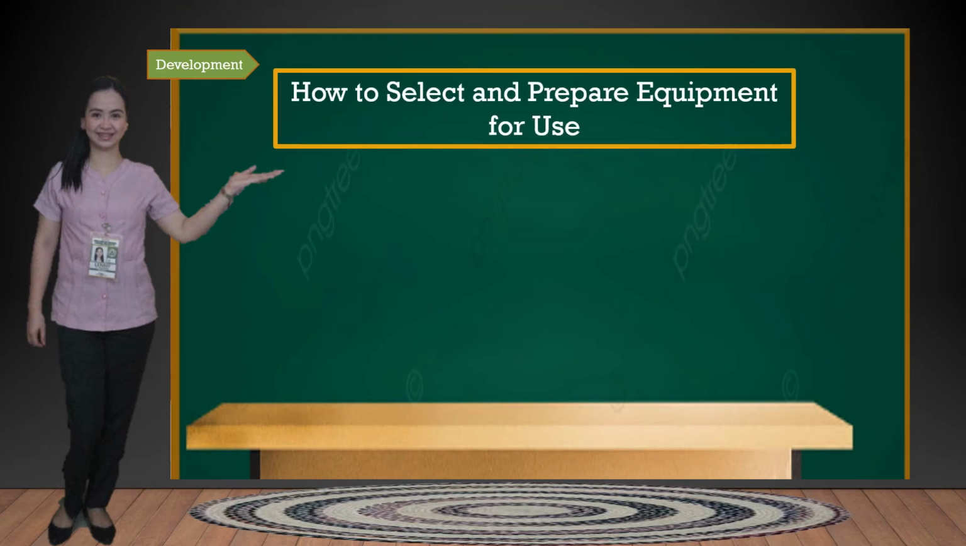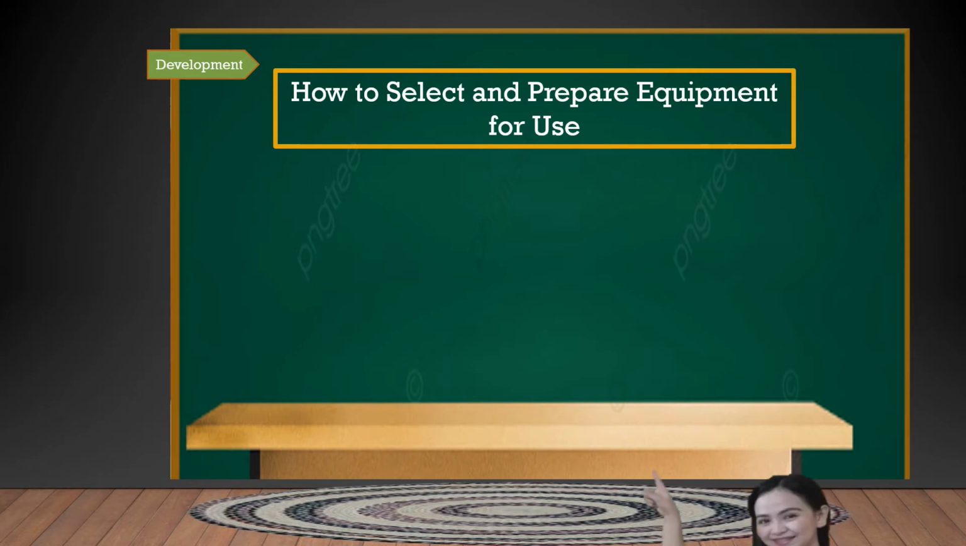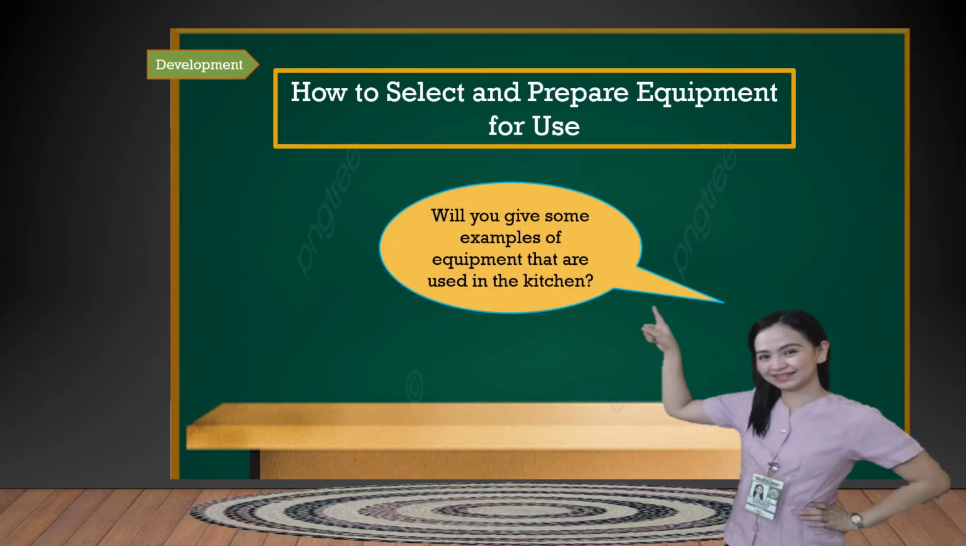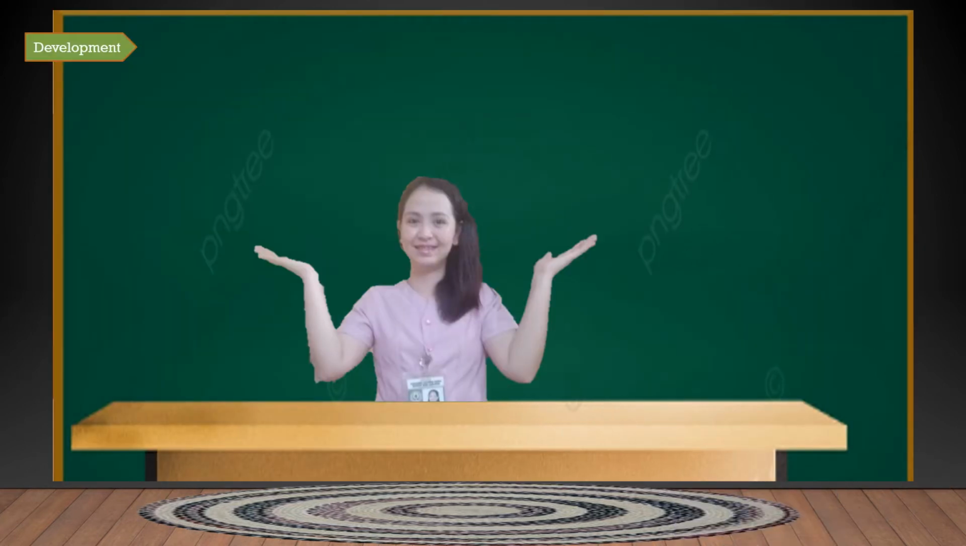Now, our lesson is how to select and prepare equipment for use. A while ago, we talked about some instruments and their uses. Now, let's look around in your kitchen, where we prepare food, particularly in processing it to make its shelf life longer. Will you give some examples of equipment that are used in the kitchen? Wow, you're very good at it. So now, let's go back to our lesson.